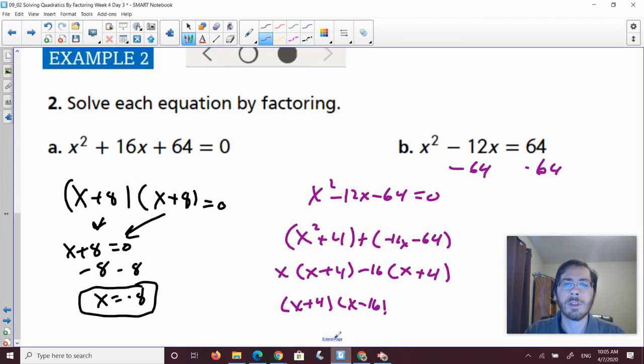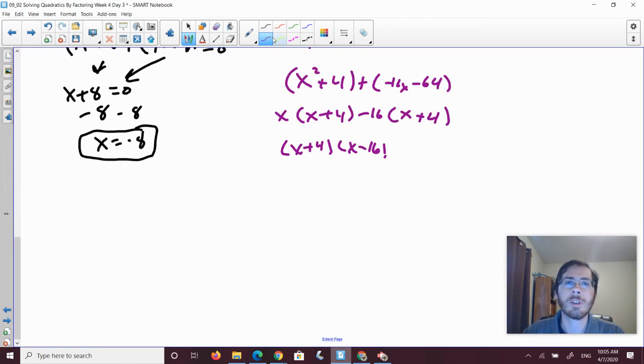So we're going to extend the page, just so I got a little bit more space to do the zero product property. Equals 0, equals 0, equals 0. X plus 4 equals 0. Subtract 4 from both sides.